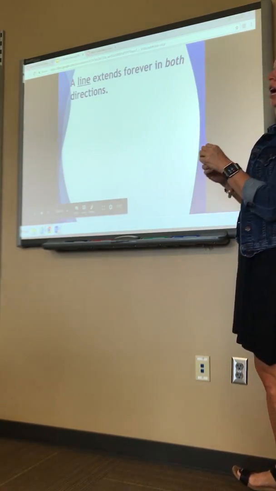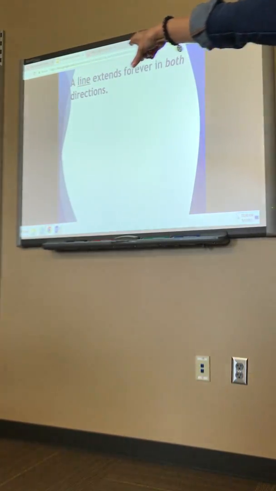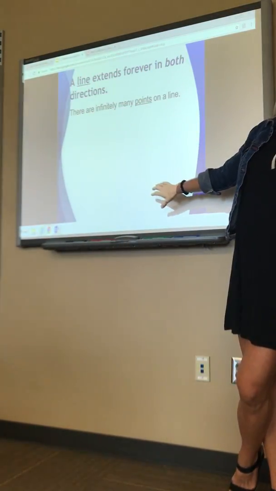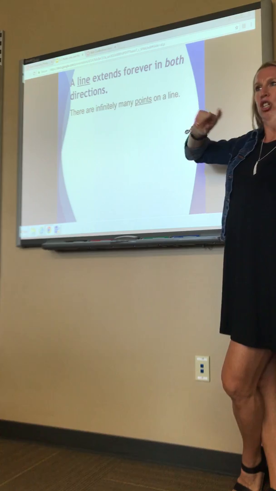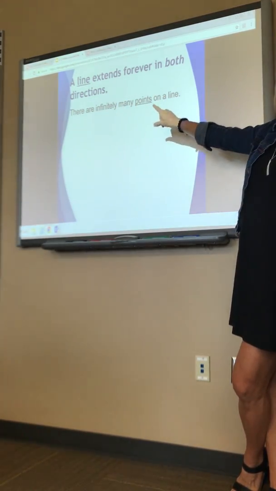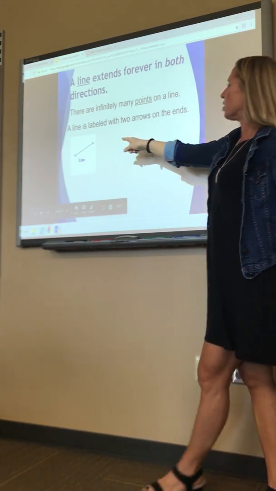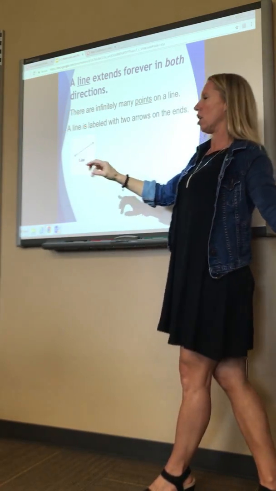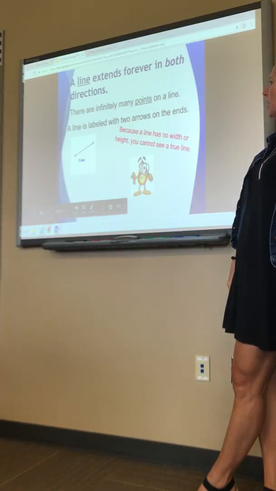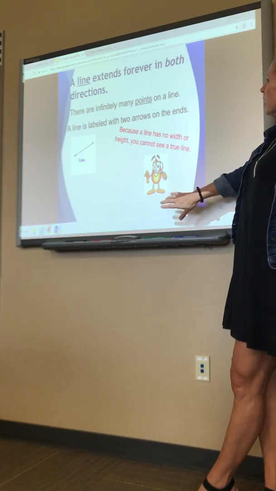Okay, let's talk about lines. A line extends forever in both directions. It never stops. So a real line, you can't even really imagine because it goes on forever and ever and never stops. There are infinitely many points on a line. A line is labeled with 2 arrows, and the arrows just mean it goes on and on and on. So if you were to draw a line, you put the 2 arrows on the end. And because a line has no width or height, you cannot see a true line.